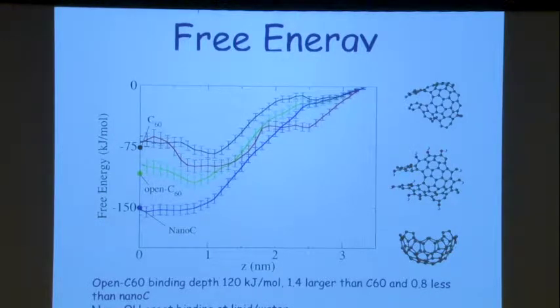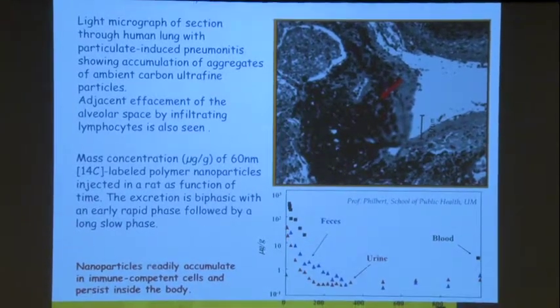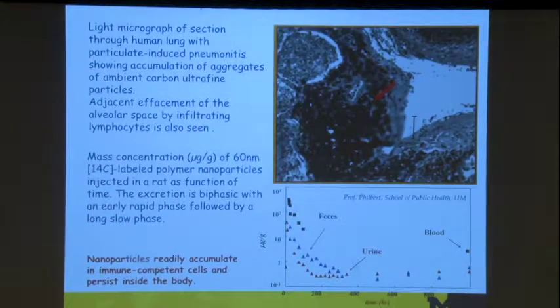And so I'm going to conclude with this last slide. I don't know why I chose this, but this is a light micrograph of a section of a human lung. What you see is the black material. So there's a nanoparticle and soot that we've been talking about up to this point. What they found is an aggregate of ambient carbon ultrafine particles inside the lungs.